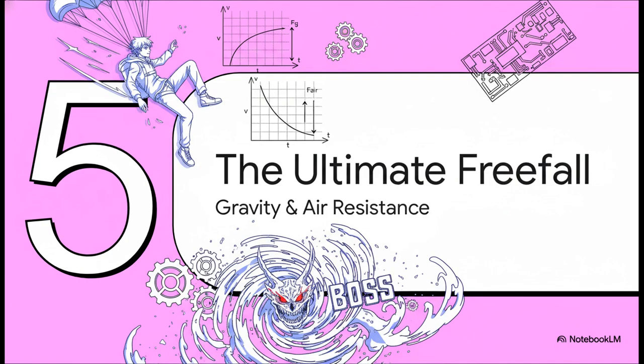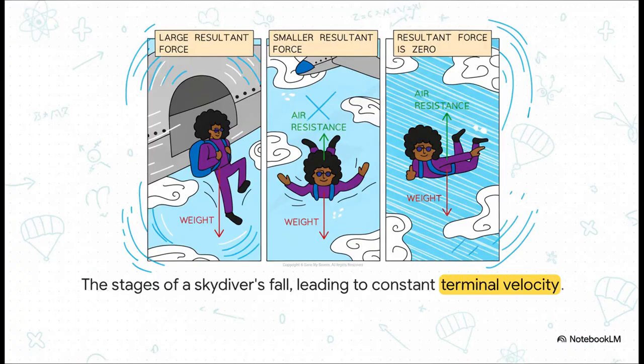Okay, for our final section, we are tackling the big one, free fall. Think of this as the final boss of motion because it brings everything we've learned together: acceleration from gravity, changing forces, and graphs that tell the entire story. When a skydiver first jumps out of a plane, the main force acting on them is their weight, pulling them down, so they accelerate. But as they get faster and faster, the upward force of air resistance gets stronger and stronger. Eventually, you get to a point where that upward push from air resistance perfectly balances the downward pull of their weight. The forces are balanced, so the skydiver stops accelerating and falls at a constant speed.